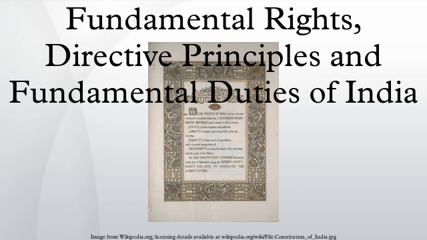Fundamental duties. The fundamental duties of citizens were added to the Constitution by the 42nd Amendment in 1976, upon the recommendations of the Swaran Singh Committee that was constituted by the government earlier that year. Originally 10 in number, the fundamental duties were increased to 11 by the 86th Amendment in 2002, which added a duty on every parent or guardian to ensure that their child or ward was provided opportunities for education between the ages of 6 and 14 years.